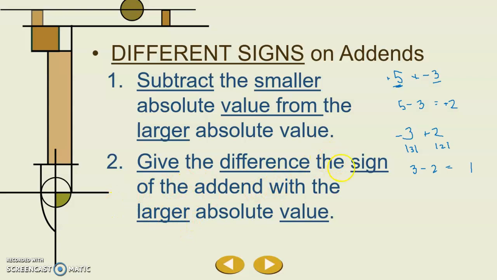Give the difference the sign of the addend with the larger absolute value. Well, this is the one that had the larger absolute value, and it was negative, so my difference is also negative. Again, if we try to visualize that on a number line here, let's start with 0. Here's negative 3: 1, 2, 3. So that's where we're going to start. And then plus 2 means we go to the right 2. 1, 2. And here we are at negative 1, right where we said we would be.